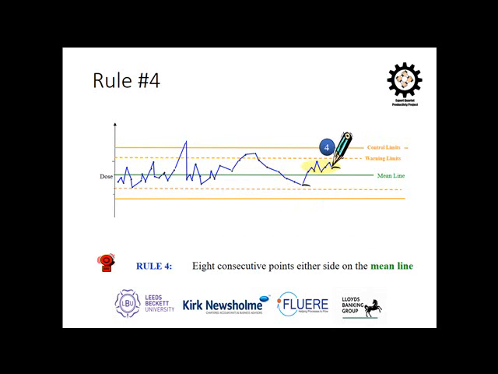And the final rule is where you've got 8 consecutive points either side of the mean line, which suggests a shift in performance, either good or bad. So you can use those rules to interrogate your historic data and try to find out what was going on at different points, whether you've got special cause or common cause. If you remove the special causes from consideration and find out what happened there, then you can focus on finding out what causes the common variation.